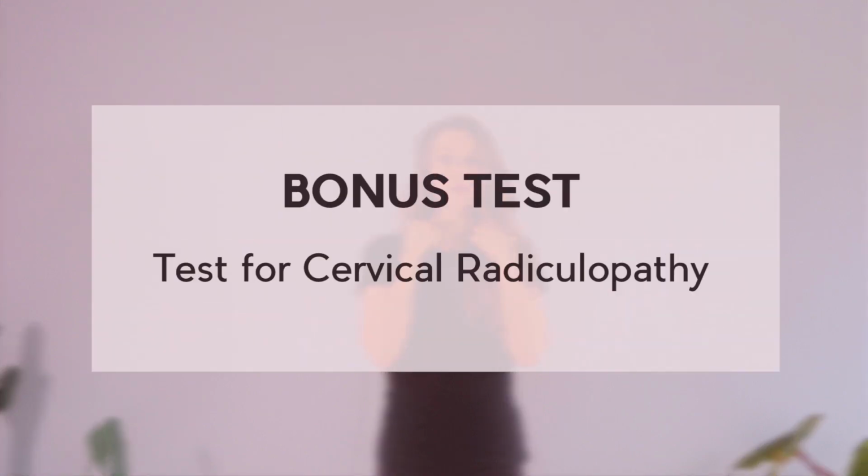I have a little bonus for you, so you don't forget that something that is hurting you in your shoulder might also come from somewhere else. So we're testing for cervical radiculopathy. For this test, please turn your head towards the affected side and then tilt it backwards a little bit. A positive test would be again the reproduction of pain in your shoulder.